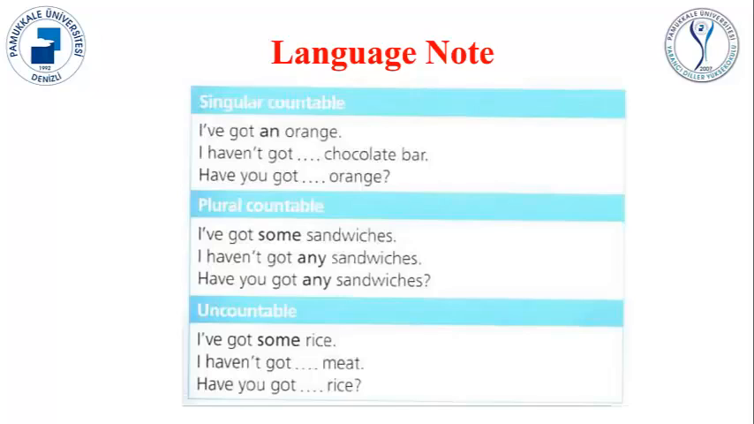And the plurals, we use some with countable nouns in plural form. I've got some sandwiches. I haven't got any sandwiches. Be careful. We use plural form with negative and any. If you have a question form, you use any again. Okay? Have you got any sandwiches? And uncountable noun, I've got some rice. I haven't got any meat, because it's a negative sentence, and the question form, have you got any rice?